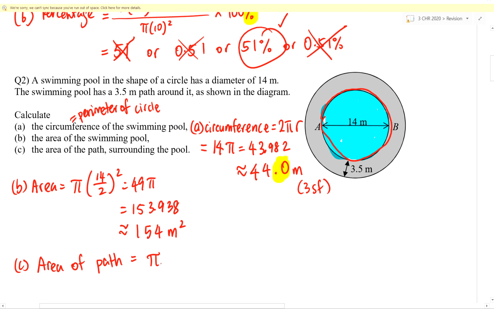Now what's the radius of this big circle? How do you get 10.5? Why did Eldrick say it's 10.5? Okay, so I think some of you have got it already. This is the center. I want the radius of the big circle. So join them up. This distance, 7 plus 3.5. That's how they got 10.5. So this radius is 7 plus 3.5, and we square it. This is the area of the big circle, so we need to subtract the area of the small circle, pi 7 squared.